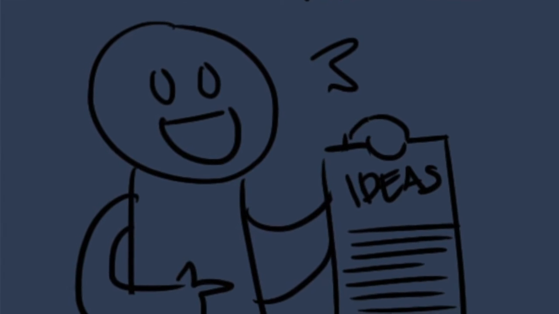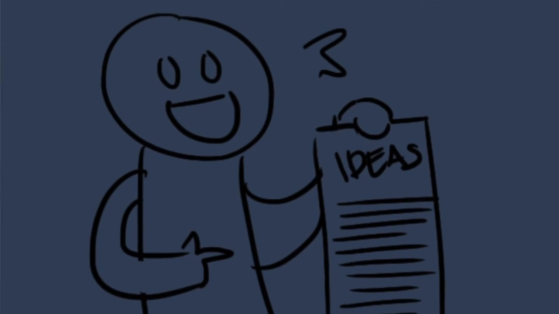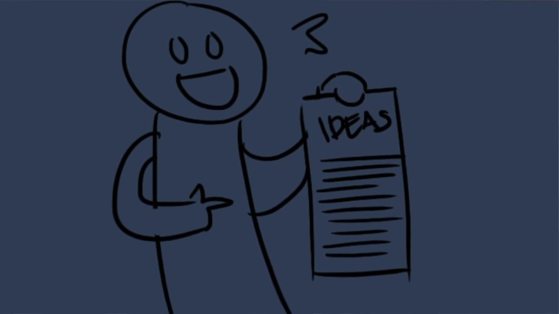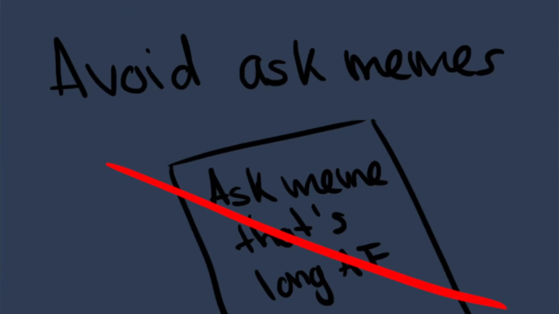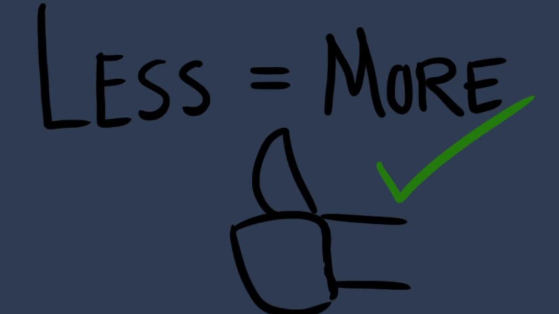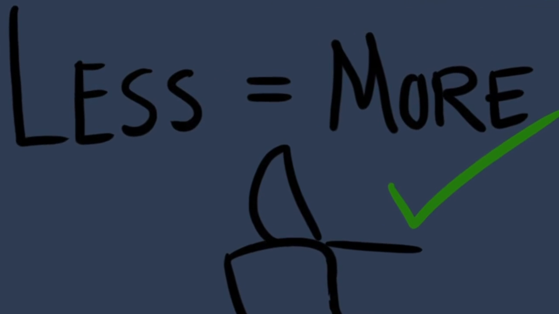Give people ideas. Sometimes people just don't know what to ask. That's okay though, you can give them ideas. For example, ask about their favorite clothes or a story from their childhood. Be careful not to reblog ask memes though. People often ignore those, especially if they're long. Less choice is better, it makes choosing easier.